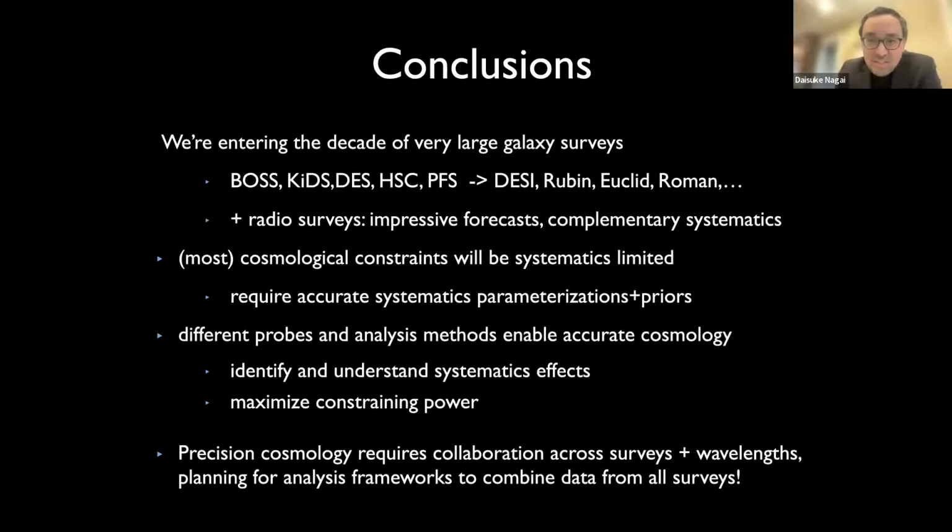Great. Thank you very much, Elisabeth, for the extensive overview of the status and challenges of the Very Large Galaxy Survey. So we have time for questions. Please feel free to raise your hand. Meg has a hand up.